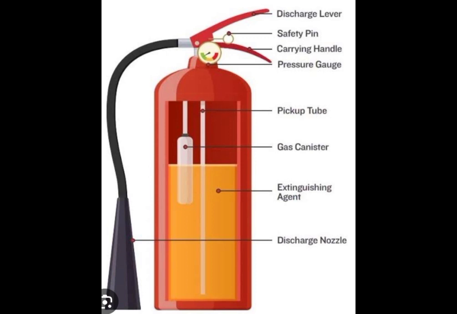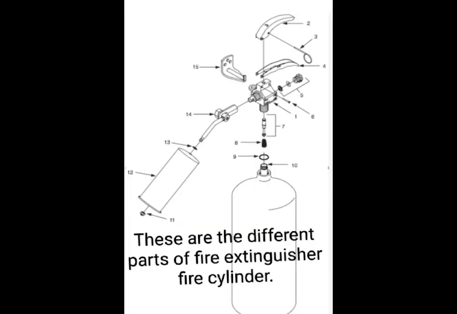So firstly: discharge lever, safety pin, carrying handle, pressure gauge, pickup tab, gas sensor, extinguisher agent, discharge nozzle. So I hope you understand my words and understand all the parts of this fire extinguisher.